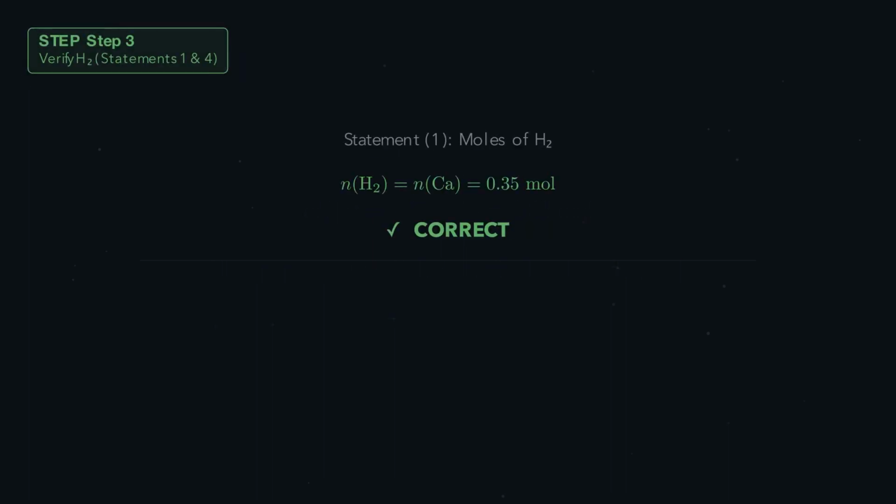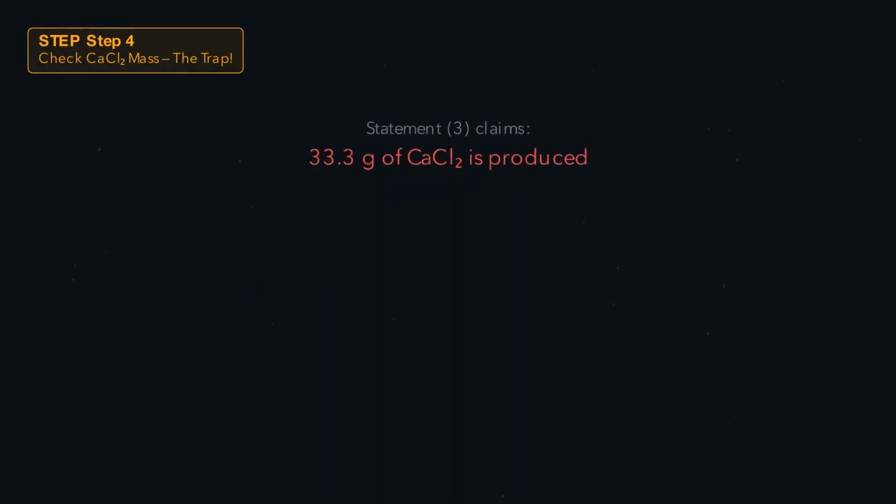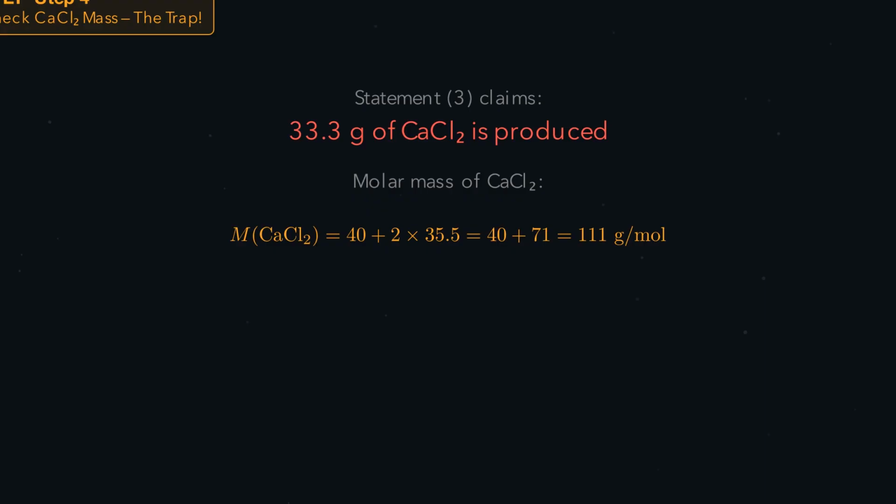Statement 2 is correct. For statement 1, 1 mole of calcium produces 1 mole of hydrogen, so we get 0.35 moles of hydrogen gas. Correct. Statement 4 says 7.84 liters. At STP, 1 mole of gas is 22.4 liters, so 0.35 moles gives exactly 7.84 liters, also correct.